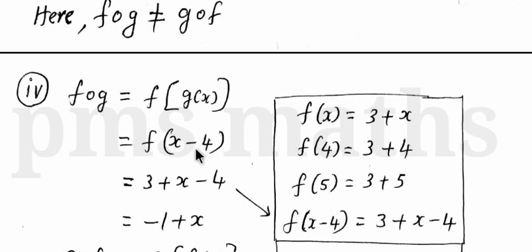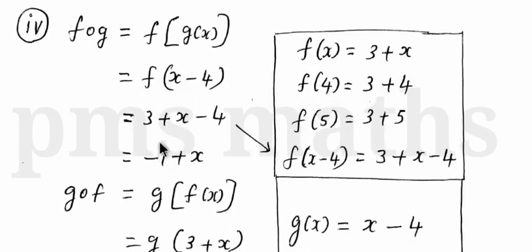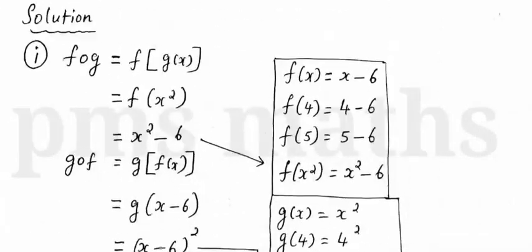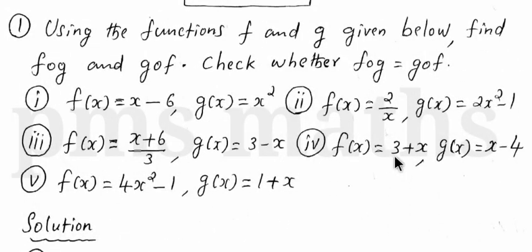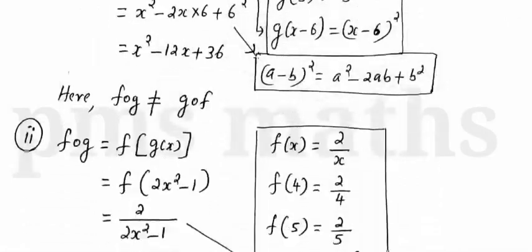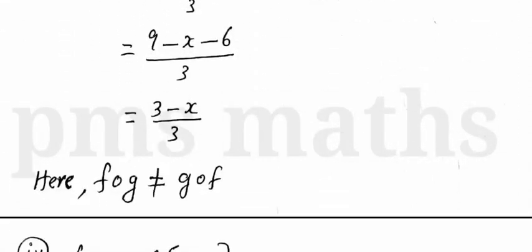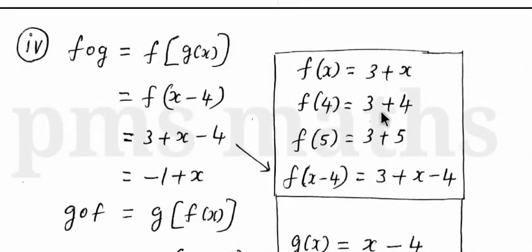What is f of x minus 4? It is nothing but 3 plus x minus 4. What's the reason? Here f of x is 3 plus x in the fourth one. For example, f of 4 is 3 plus 4, and f of 5 is 3 plus 5. That means just substitute x equal to 4 here, and x equal to 5 here.